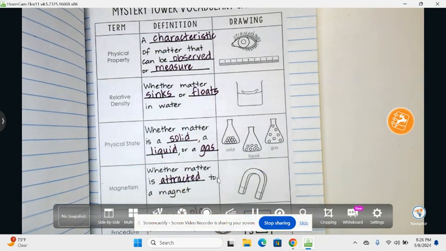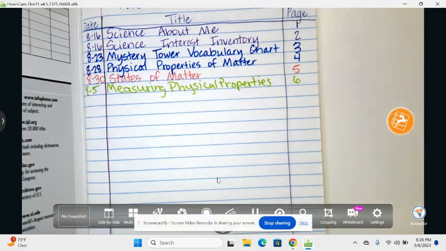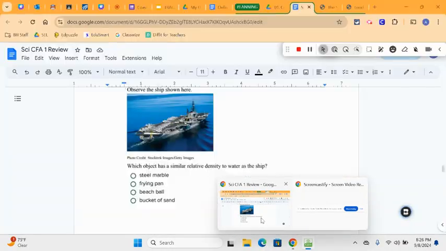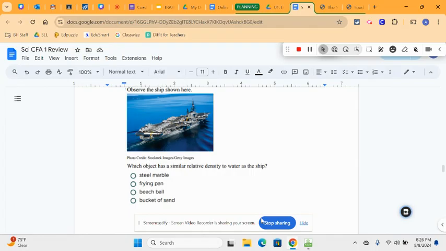So if we want to know something that has the same relative density as a ship, let's see. Yeah, which object has a similar relative density to water as the ship? So would it be a steel marble, does the same thing that the ship does? Is it a frying pan, would do the same thing that the ship is doing? A beach ball would do the same thing that the ship is doing? Or a bucket of sand is doing the same thing that the ship is doing in the water?